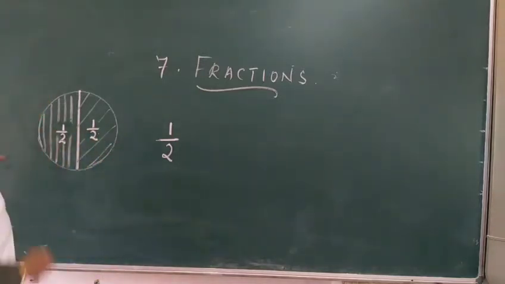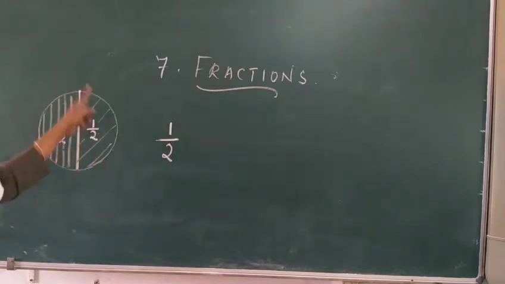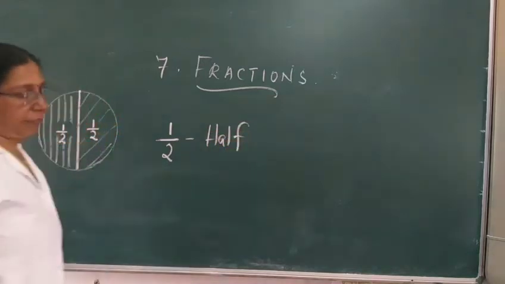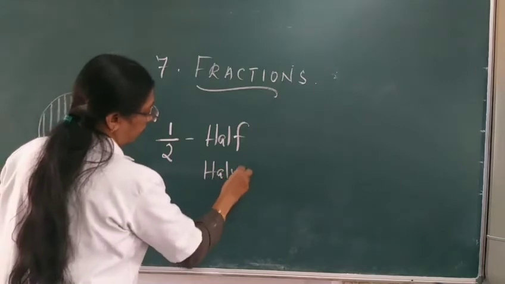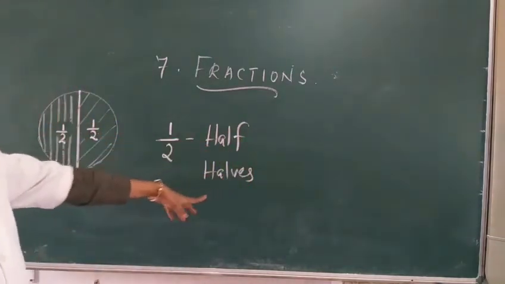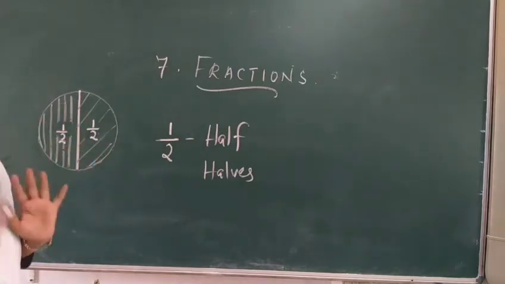Okay. See, here, how many halves are here? Here are 2 halves. 2 halves in a whole. It is half. Then halves, plural form. That's what half or halves means. Okay. 2 halves make 1 whole. Then one whole is 2 halves.